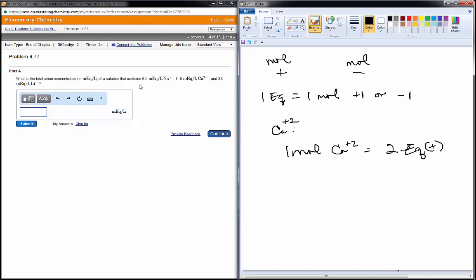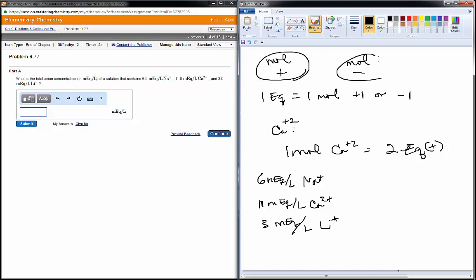And for instance here, we say we've got an example solution which has 6 milliequivalents per liter of sodium and 11 milliequivalents per liter of calcium. It's already converted to equivalents, and 3 milliequivalents per liter of lithium. All of these are positively charged ions. And they want to know what's the total anion concentration.